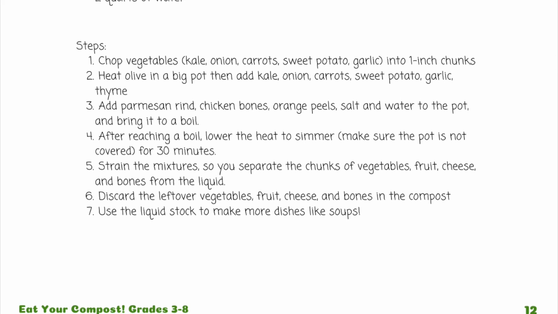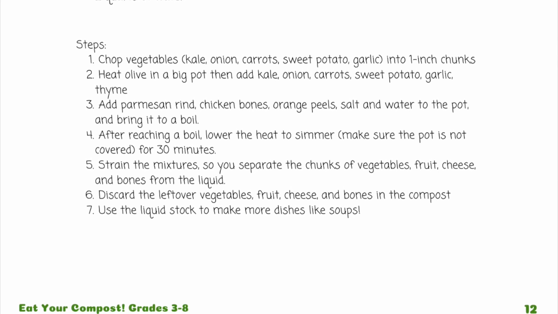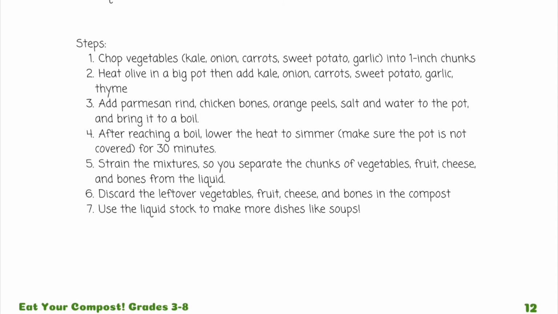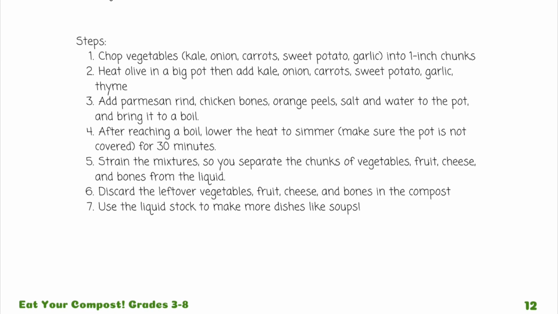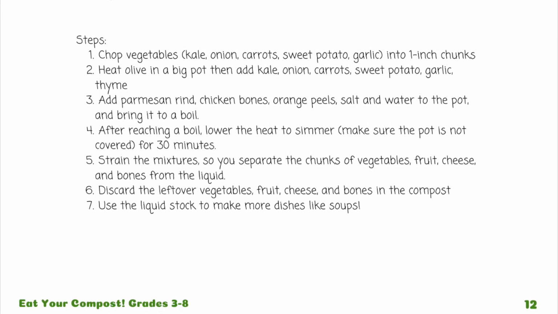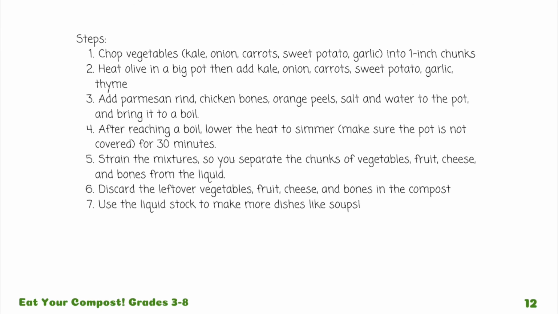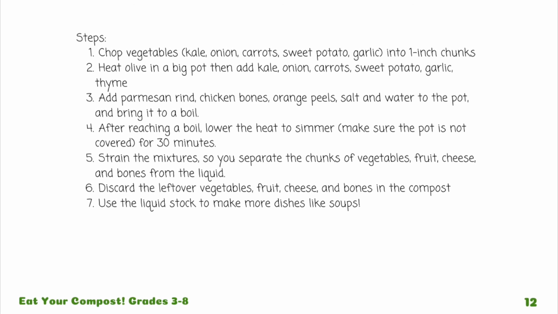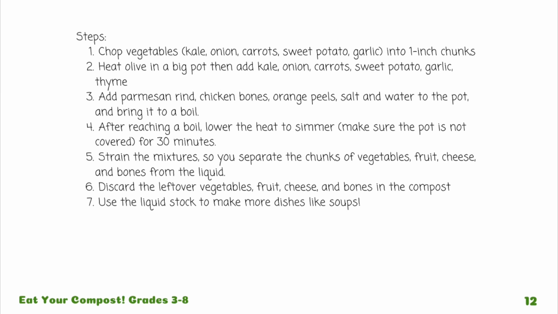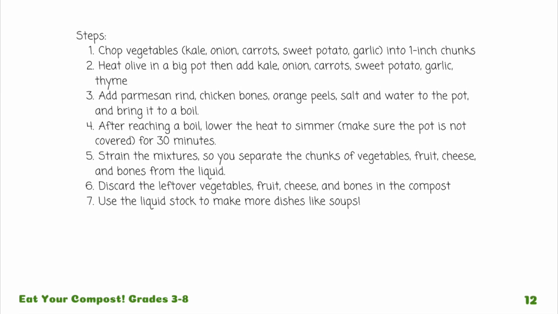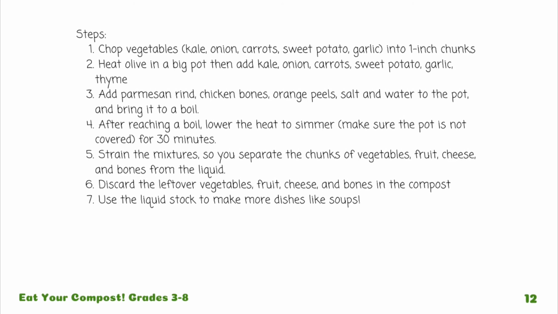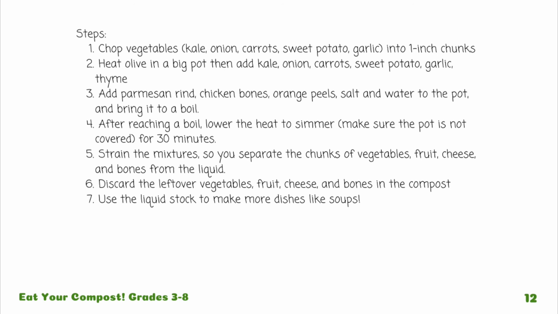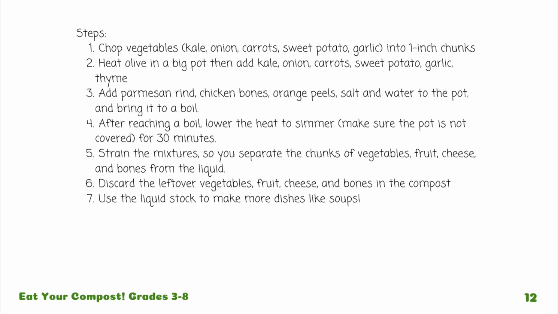4. After reaching a boil, lower the heat to simmer. Make sure the pot is not covered for 30 minutes. 5. Strain the mixtures so you separate the chunks of vegetables, fruit, cheese, and bones from the liquid. 6. Discard the leftover vegetables, fruit, cheese, and bones in the compost. 7. Use the liquid stock to make more dishes like soups.